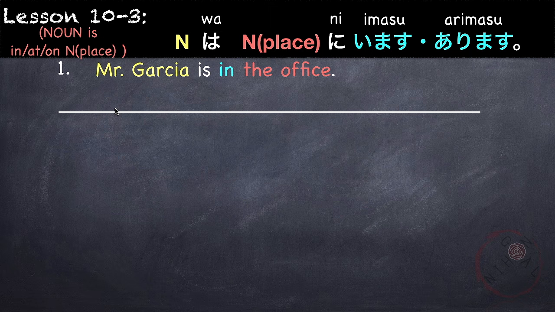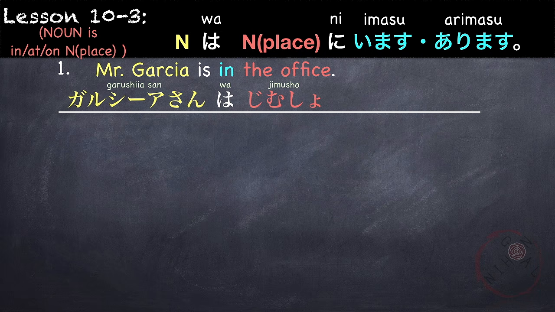Our topic is Mr. Garcia. Garcia-san wa, and then the office, 事務所にいます. Garcia さんは事務所にいます. So both the speaker and the listener know Mr. Garcia. And the speaker is explaining the information that Mr. Garcia is in the office.